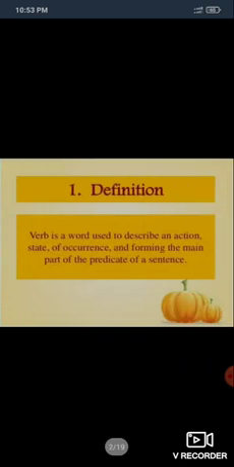So, what is a verb? Here is the definition of verb. A verb is a word used to describe an action. Action means like stand, sleep, look, danced. These are the action doing words. And state. What is state? That is present, past and future of occurrence, forming the main part of the predicate of a sentence. A verb is necessary for each sentence to make a meaningful sense.